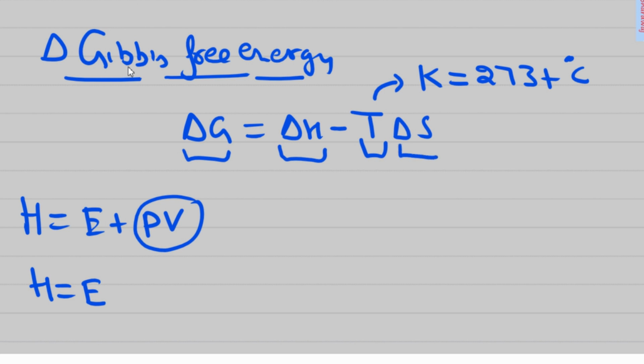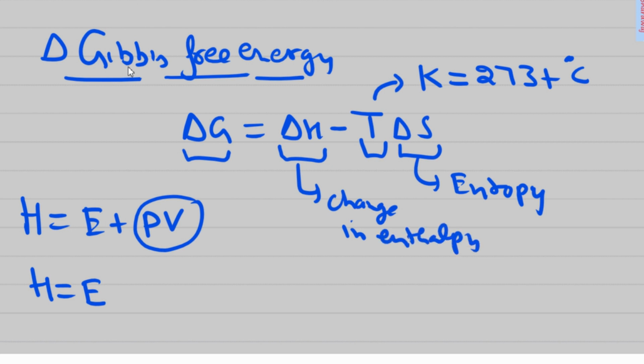Now what is delta S? It is the change in entropy. So delta S is the change in entropy, delta H is the change in enthalpy, and delta G is the change in Gibbs free energy.